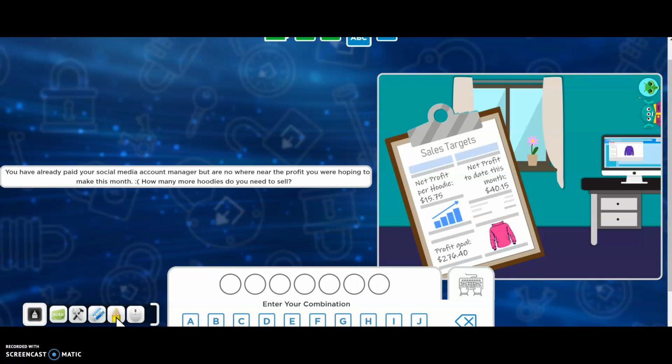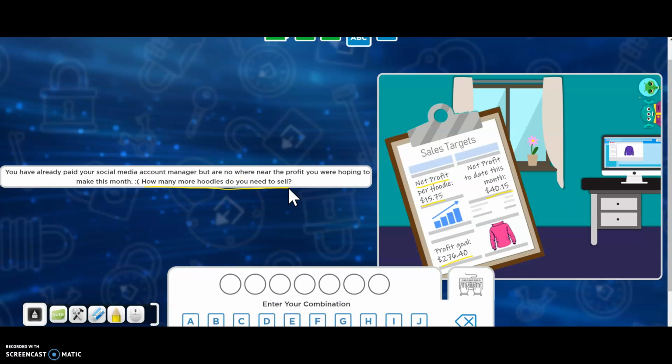All right, so on your next block, you were having to look at profits. So it tells you in the clipboard that you have a net profit per hoodie of $15.75. So every time you sell one, you make $15.75. Your net profit to date is $40.15, and you have a goal of $276.40. Your question was, how many more hoodies do you need to sell?